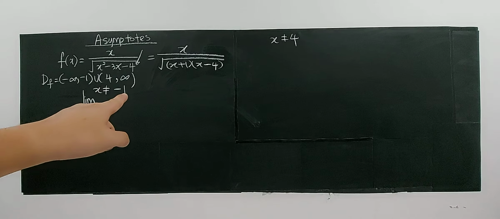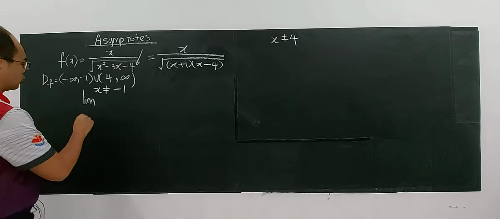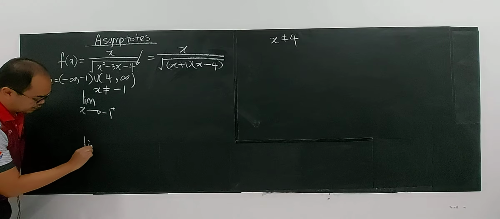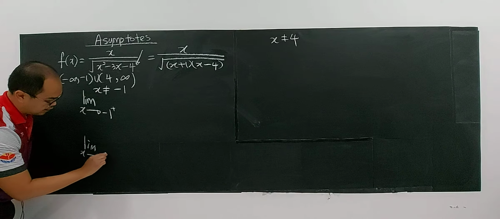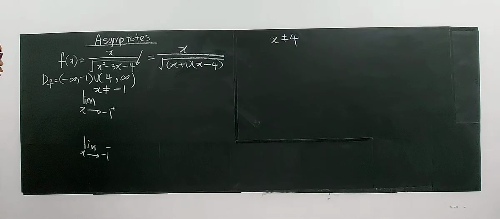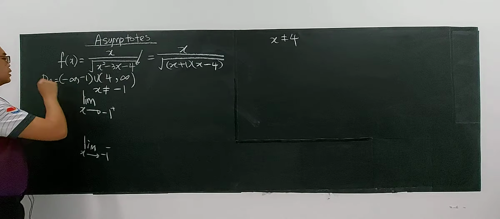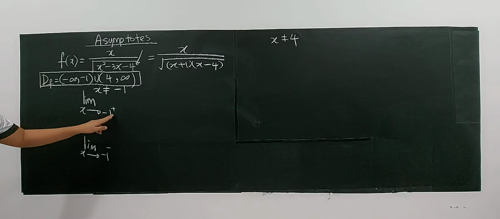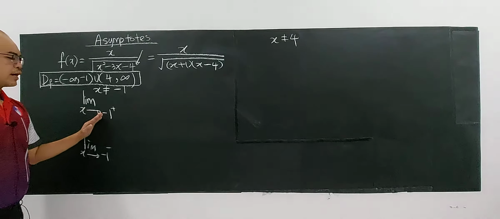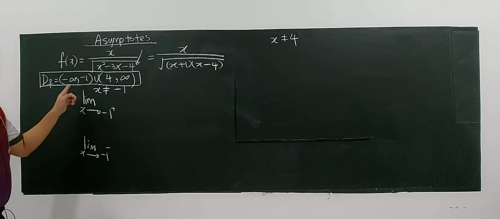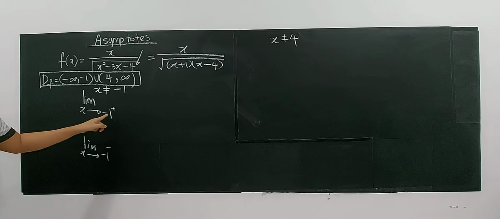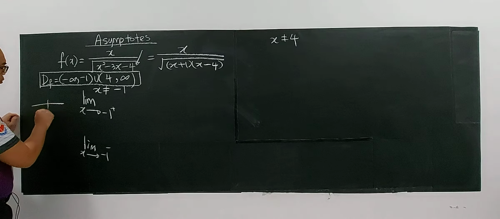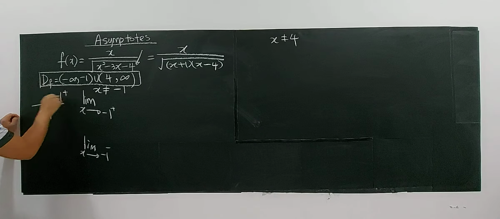So we have to consider the right-hand limit and the left-hand limit. But because this is a square root, we have to refer to the domain, the values of x that can be accepted. Negative 1 plus means something greater than negative 1, from the right, which is not in the range. Negative 1 from the right, negative 1 from the left.